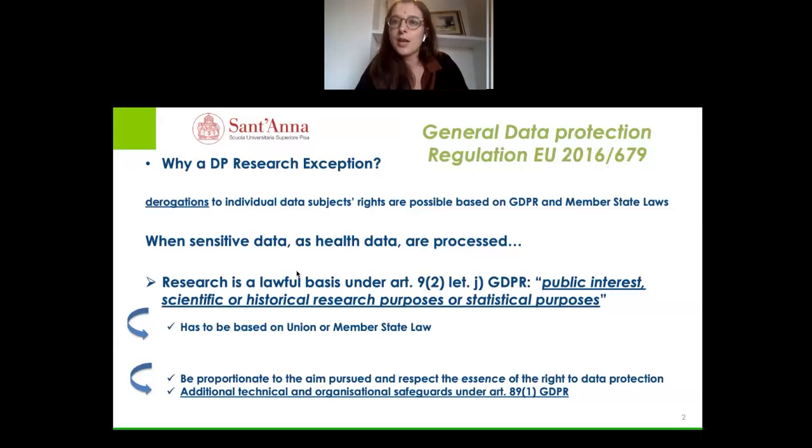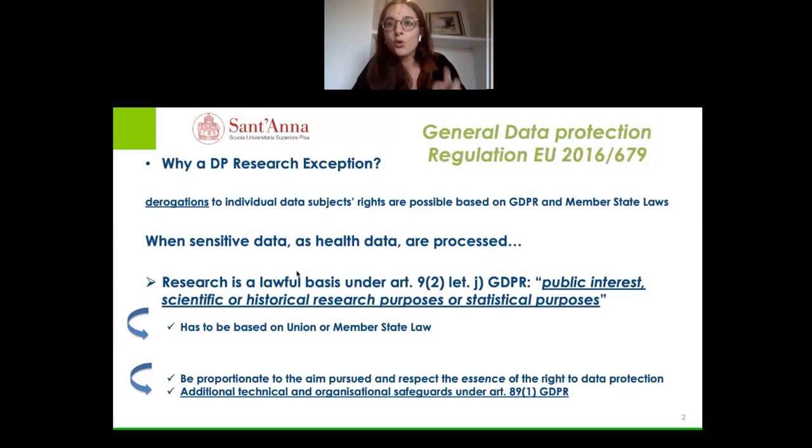This means that the General Data Protection Regulation enables the processing of special categories of data, for example health data, which, as we all know, especially in these times, are especially valuable for research purposes. Of course, research is a first lawful basis for the processing of these special categories of data, but the regulatory regime is quite complex. Indeed, as Article 9, paragraph 2, letter j of the GDPR says, the processing of this kind of data is allowed for public interest, scientific or historical research purposes or statistical purposes. So you immediately see that the definition is very, very broad.